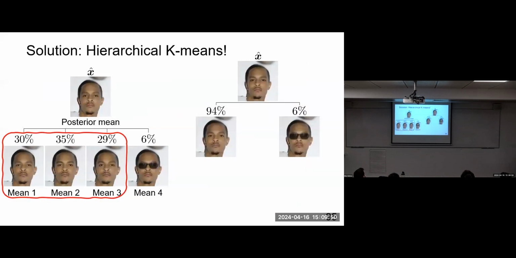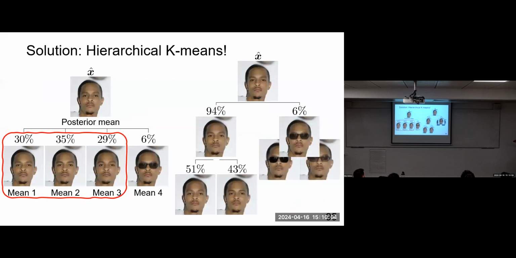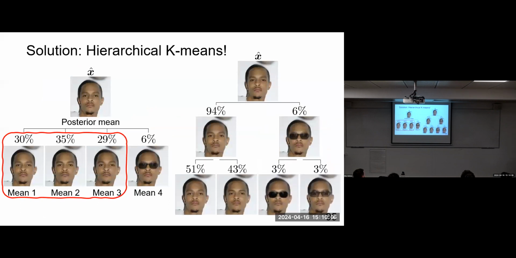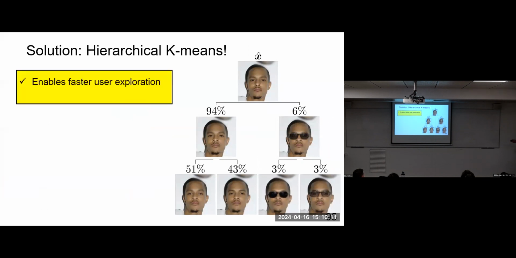And a better solution, actually, in this case, is to take the already constructed 2 clusters and further partition or recluster the samples in each one into subclusters, right? Predicting basically a tree in this case, or representing the uncertainty in the shape of a tree. This tree has several benefits. For example, it also enables faster user exploration. So assuming you're only interested in glasses, you don't need to visit this entire option, right? You just go directly to the glasses and then think which one you're interested in visualizing.